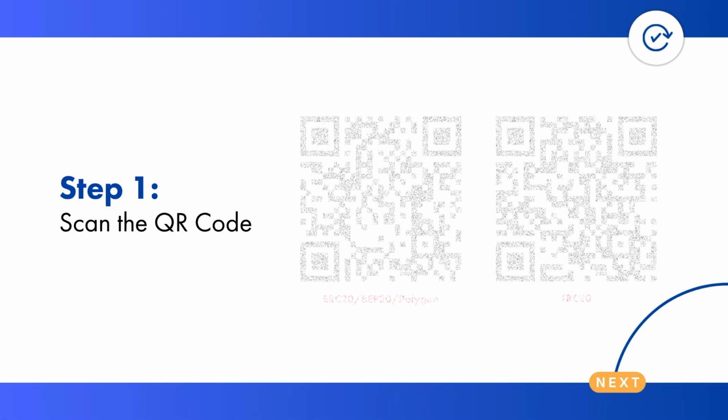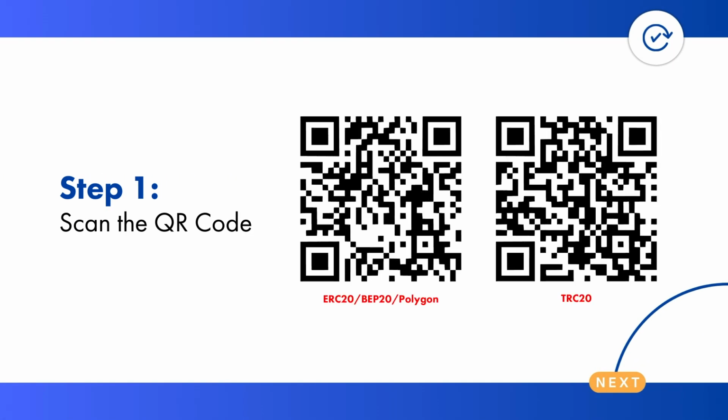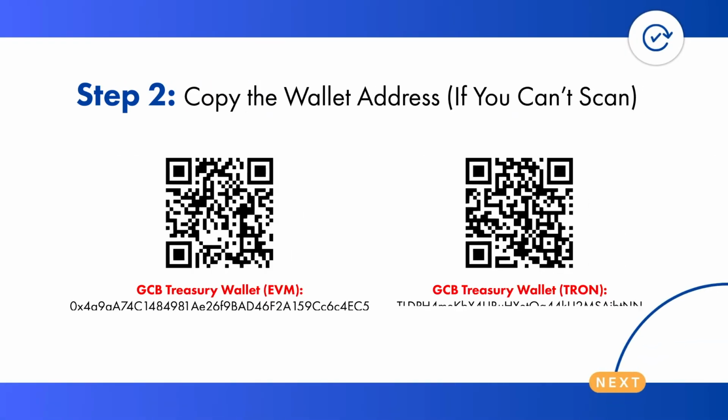Step 1. Scan the QR code. If your wallet app supports QR code scanning, simply scan the QR code displayed on your screen to send your funds instantly. Step 2. Copy the wallet address. If your wallet doesn't support QR codes, you can manually copy and paste one of the following wallet addresses: GCB Treasury Wallet, EVM, GCB Treasury Wallet, TRON.